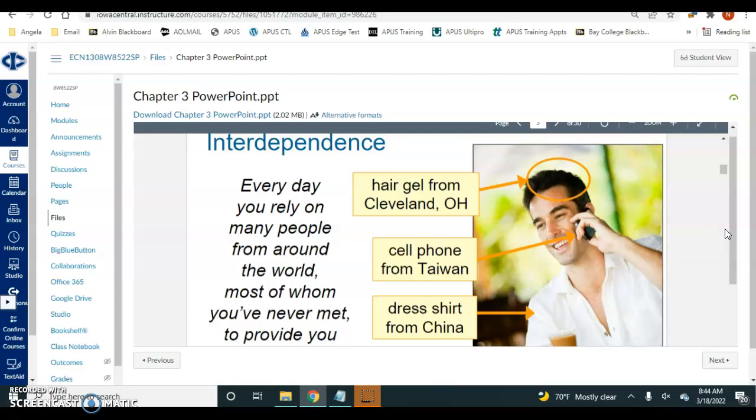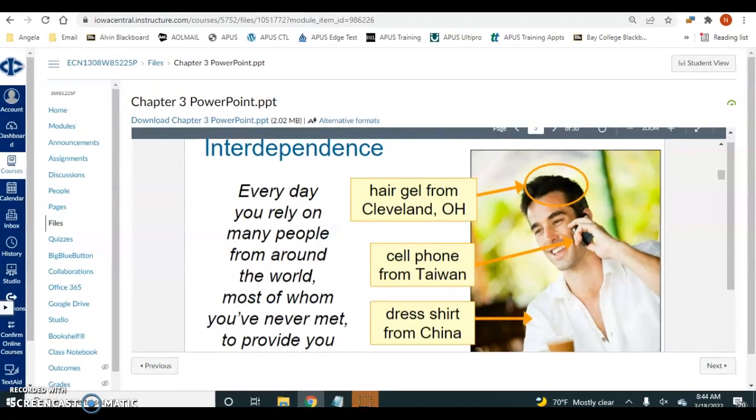Every day you're going to rely on many people from around the world, most of whom you've never met. But international trade will provide that guidance that we're going to look at for our markets to adjust.